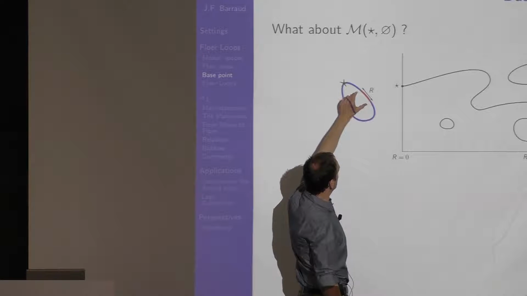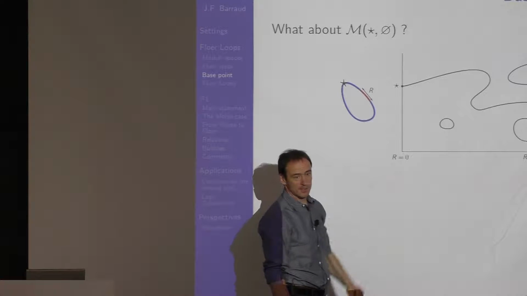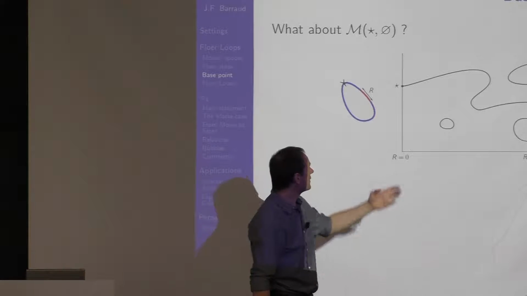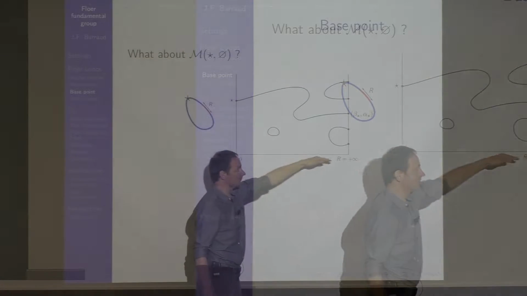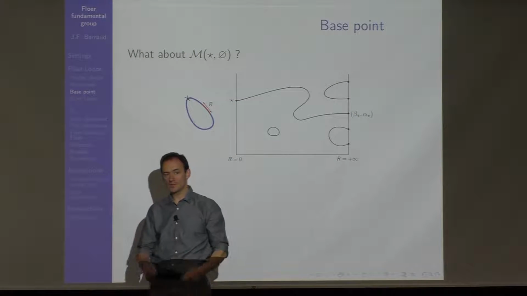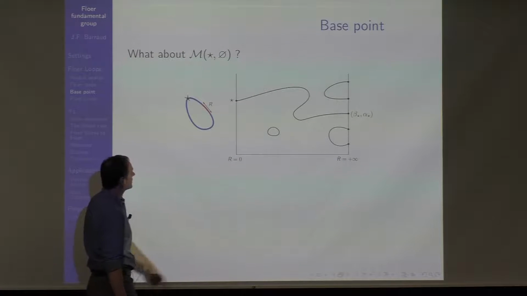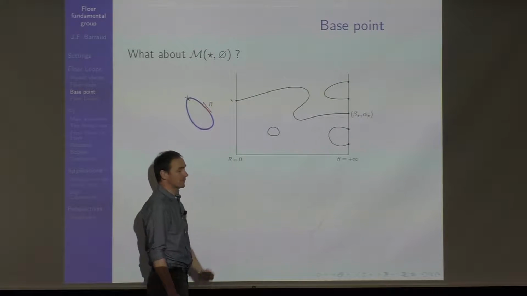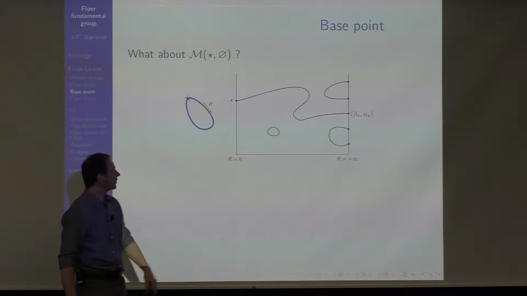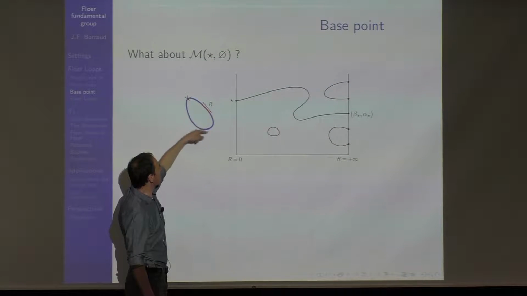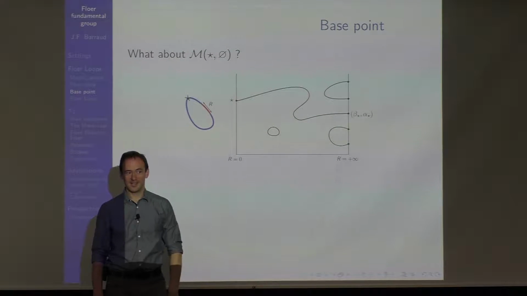And of course, the parameter R here is part of the solution. This moduli space has a projection to the real line using this R factor. And it's particularly interesting to look at what happens when R goes to 0. When R goes to 0, you just have a holomorphic disk with boundary on L, 0.